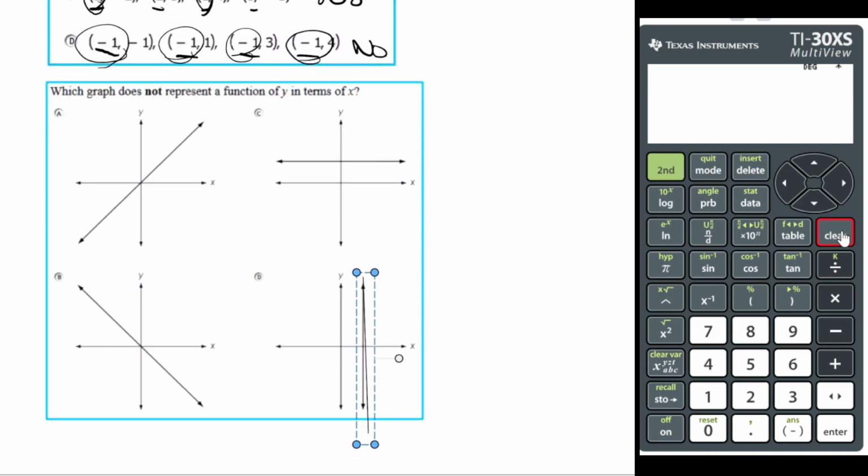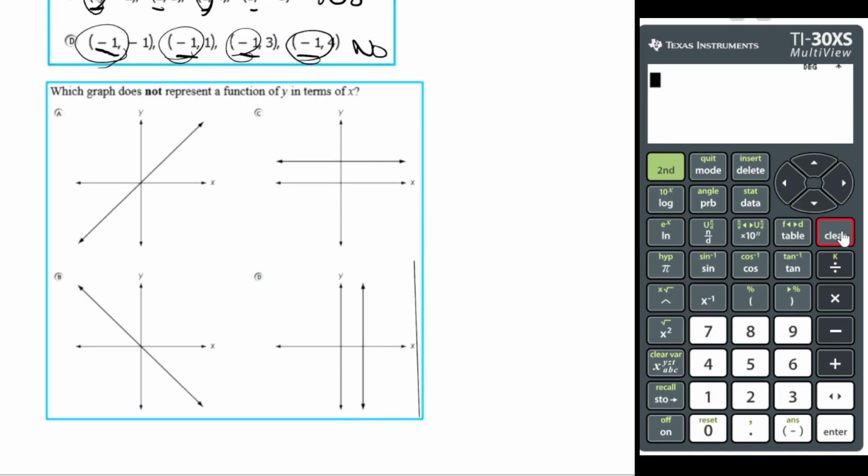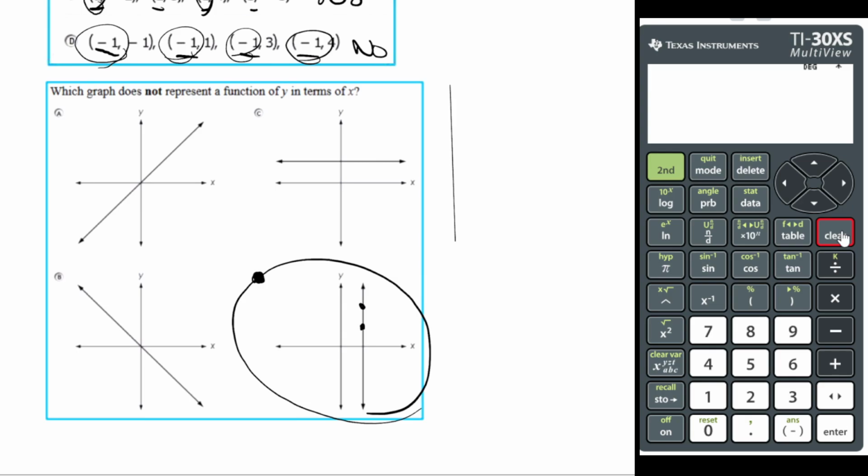It's perfectly overlaying it. So D is not a function because it fails the vertical line test. It is D. It fails the vertical line test because it is literally a vertical line. And if you were to put some of these points in a table, this would be 2, 2, and this would be 2, 3, and this would be 2, 4, and that's all repeating x's. So that's why.